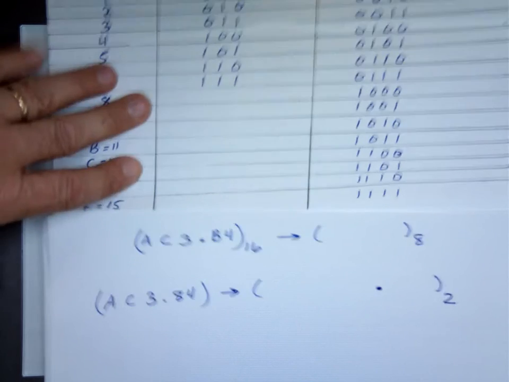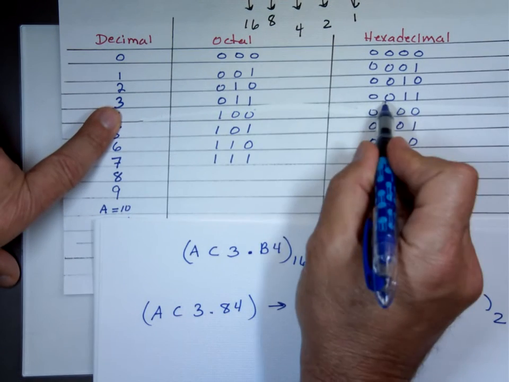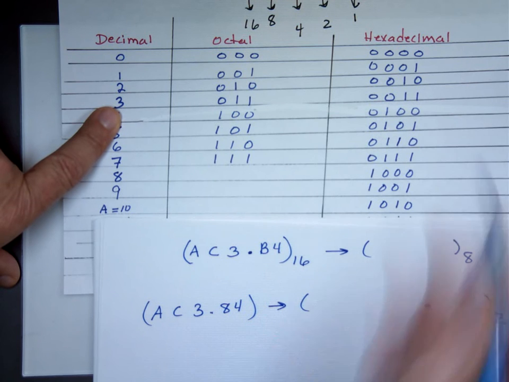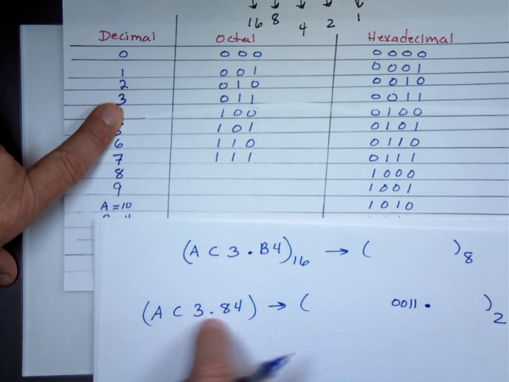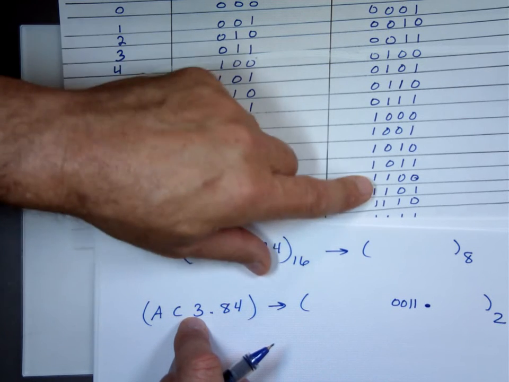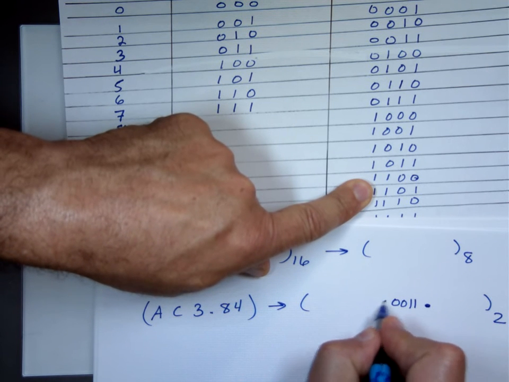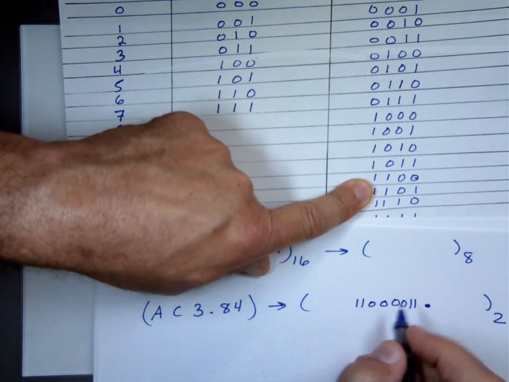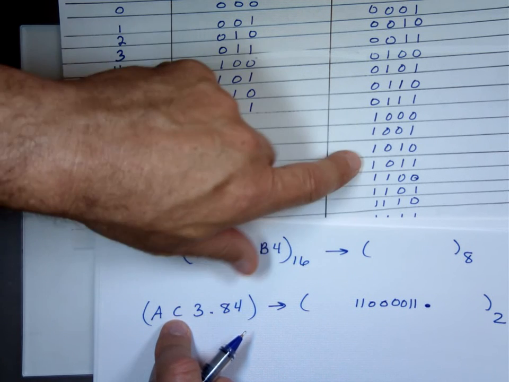The 3, I'm in hexadecimal, base 16. 3 is what? 0011. The C is what? Yep, so I'm writing from right to left. That'll be 1100. And the A will be what? 1010.